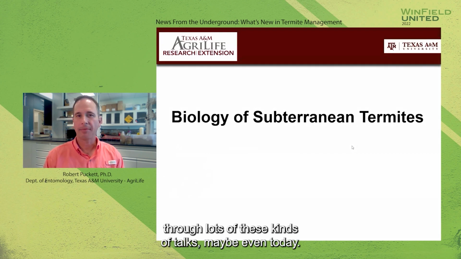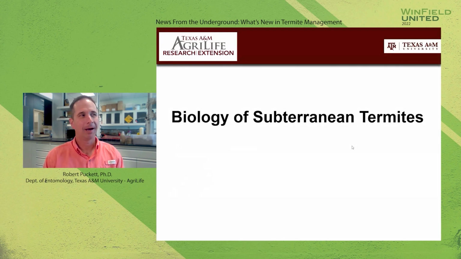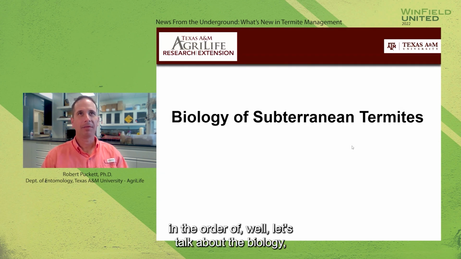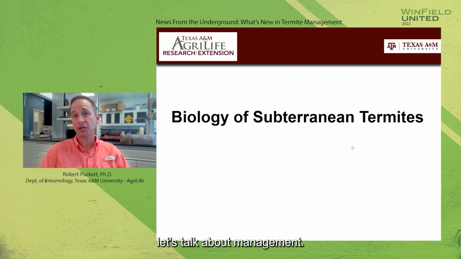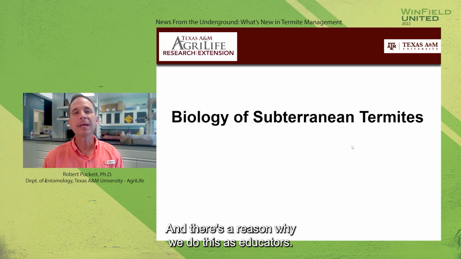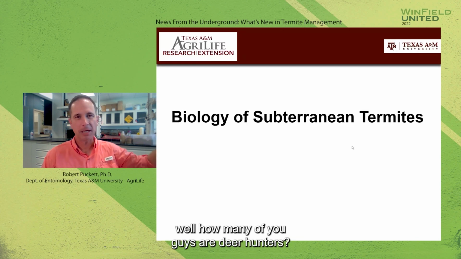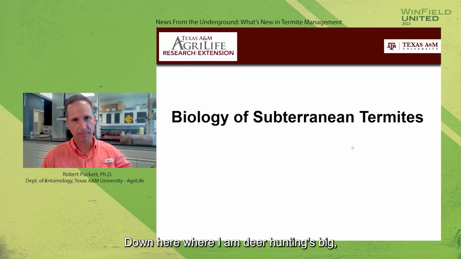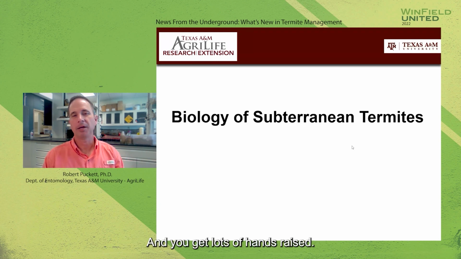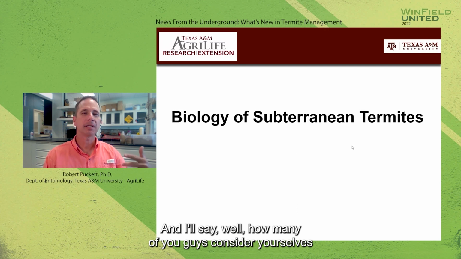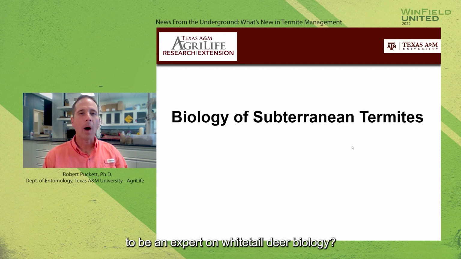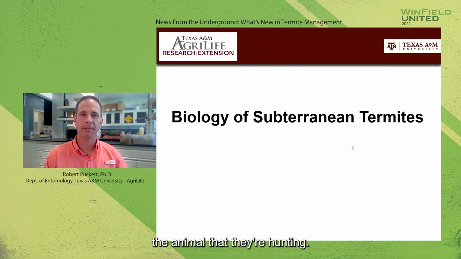And so you probably sat through lots of these kinds of talks, maybe even today. We tend to arrange these in the order of, well, let's talk about the biology, let's talk about the identification, let's talk about management, right? And there's a reason why we do this as educators. I mean, I wish I could ask for a show of hands, but ordinarily I would just ask, well, how many of you guys are deer hunters? Down here where I am, deer hunting's big. I'm sure it is where most of you guys are. And you get lots of hands raised. And I'll say, well, how many of you guys consider yourselves to be an expert on white-tailed deer biology? And usually not a hand goes down, right? Because people have done their homework to understand the animal that they're hunting.